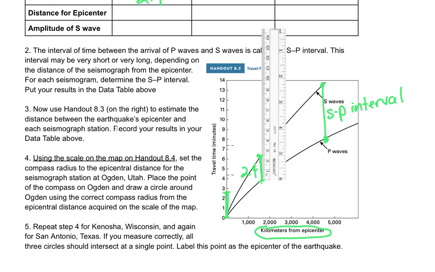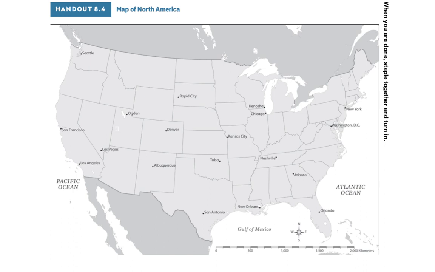All right, so if I carry this down, that's going to show me how far away the earthquake actually happened. It looks like from Ogden, the earthquake occurred about 1,600 kilometers away. All right, so I'm going to put that over here. 1,600 kilometers is my distance to the epicenter of the earthquake. And now we can go to the last page of your packet.